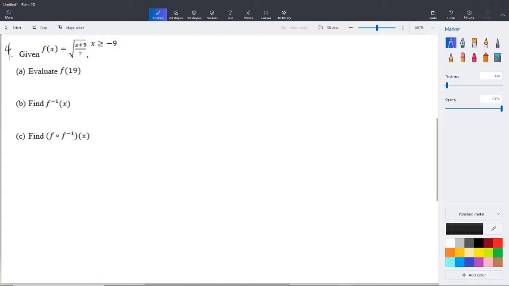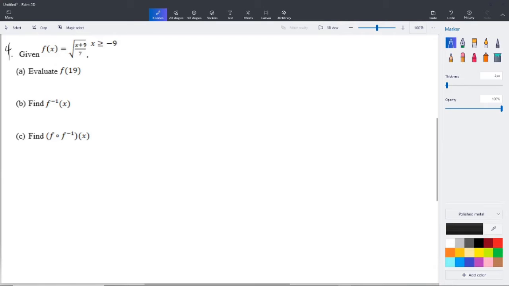Number 4 from the review packet. Given f of x is equal to the square root of (x plus 9) over 7, with x being greater than or equal to -9 so that we don't end up with any imaginary terms underneath, we get 3 things to ask. Evaluate f of 19, find f of -1, the inverse, and find f of the inverse of f. Okay, let's start with part A.